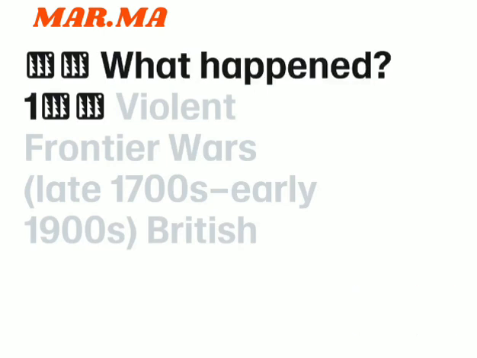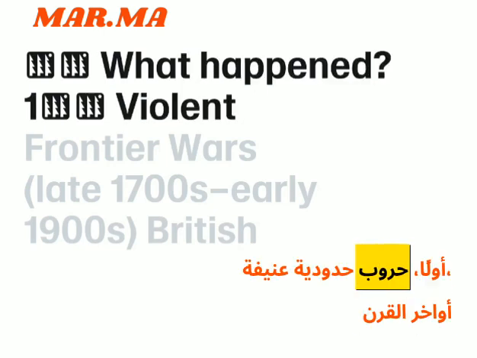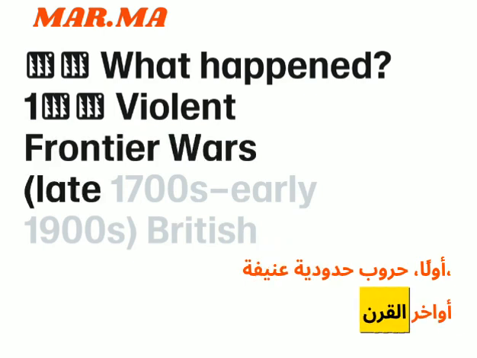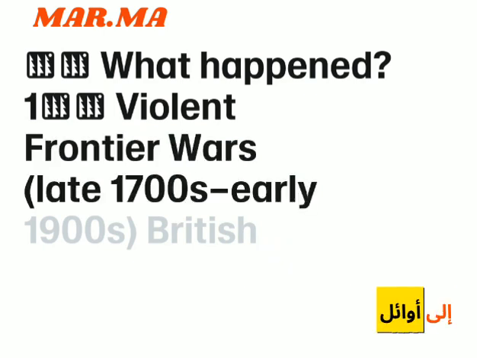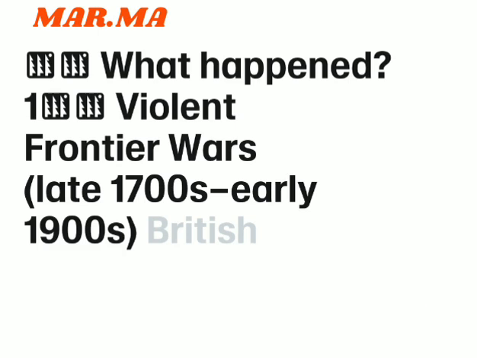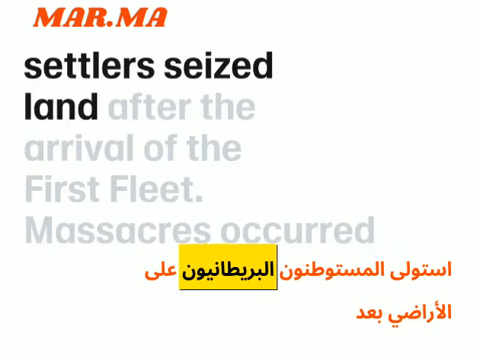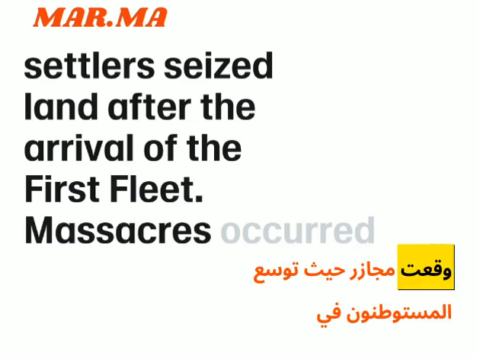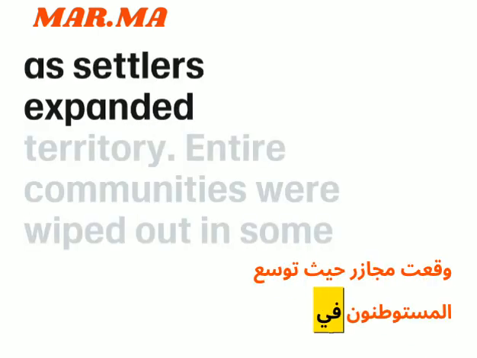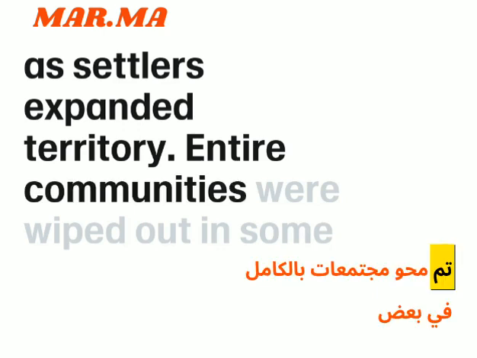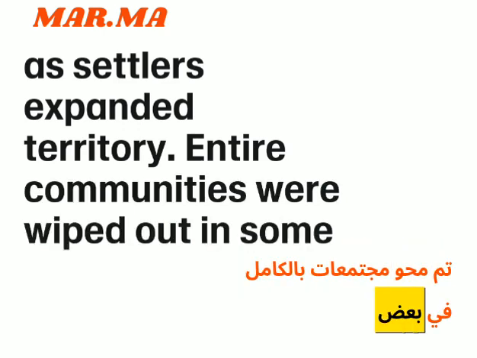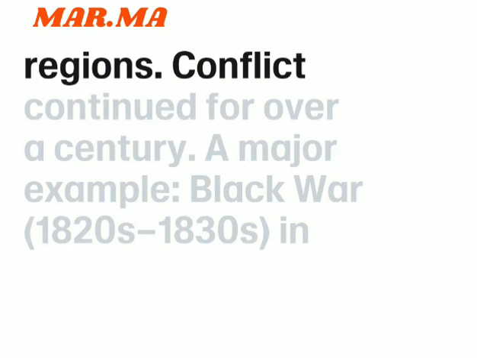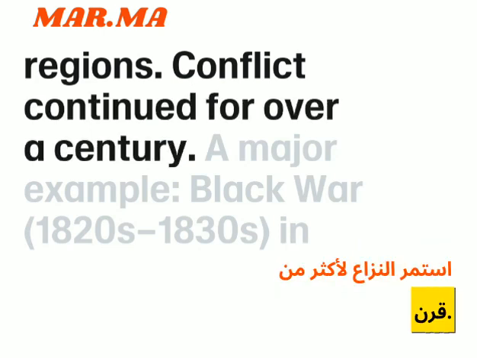What happened? 1. Violent frontier wars, late 1700s to early 1900s. British settlers seized land after the arrival of the First Fleet. Massacres occurred as settlers expanded territory. Entire communities were wiped out in some regions. Conflict continued for over a century.